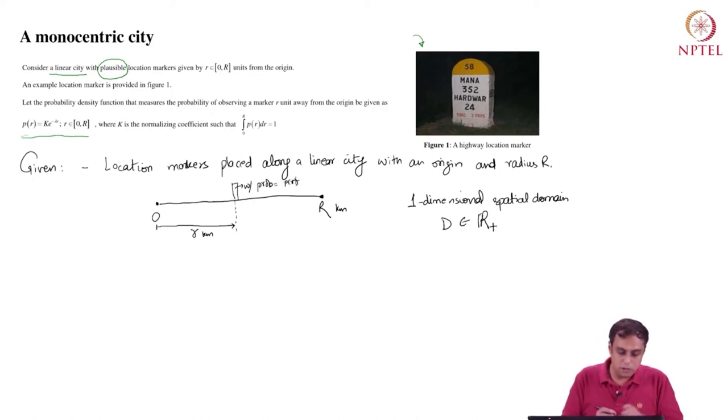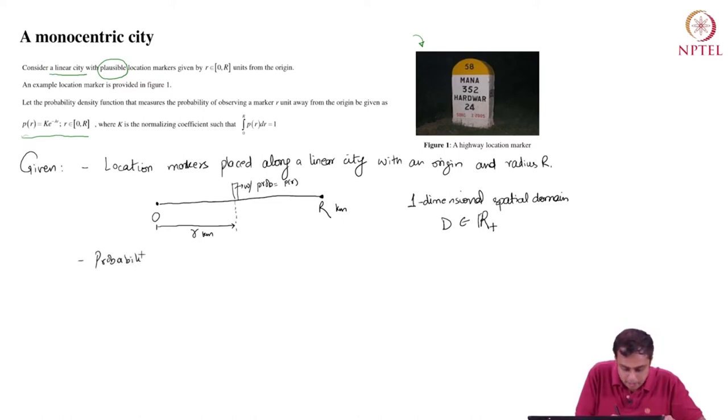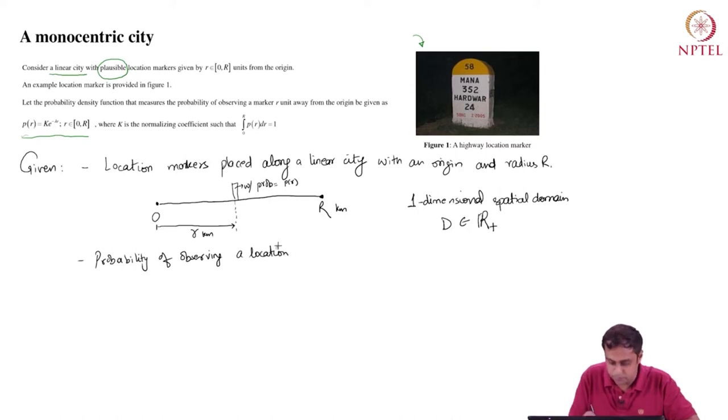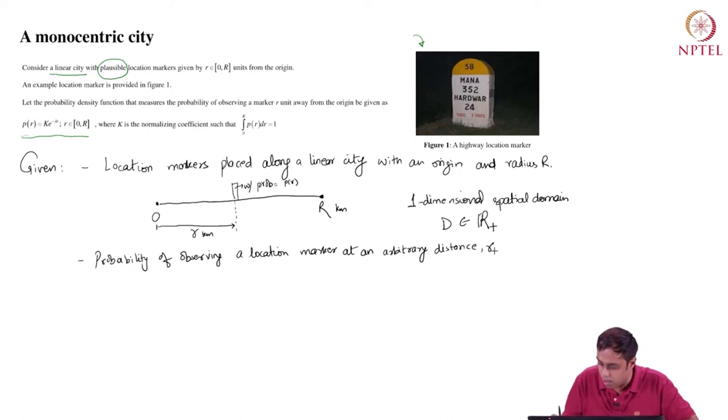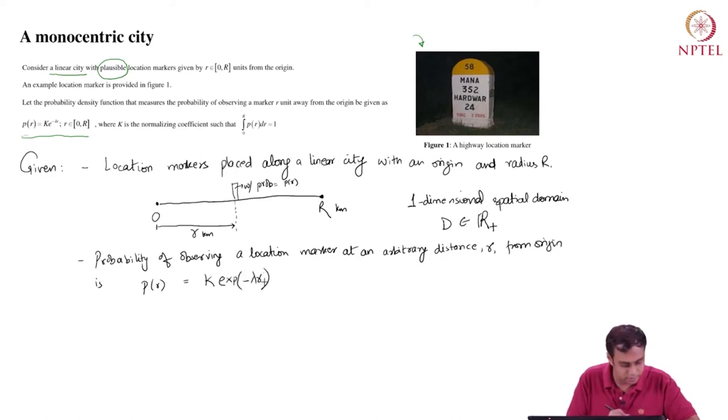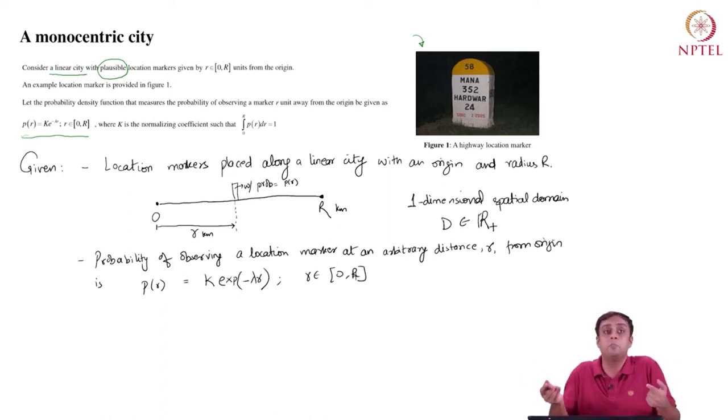P(r). Okay. So the probability of observing a location marker at an arbitrary distance r from origin is P(r), which is written as k times exponential minus lambda r, such that r can be between 0 and R, right? So that is reasonable. How far can I go from the origin at max? That is capital R. I can at max go till capital R, or I can just stop at 0. So I can have this arbitrary distance from the origin going from 0 to capital R.